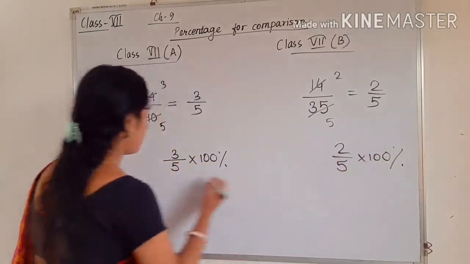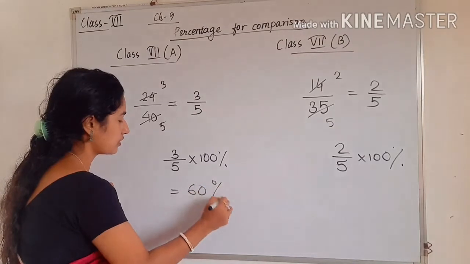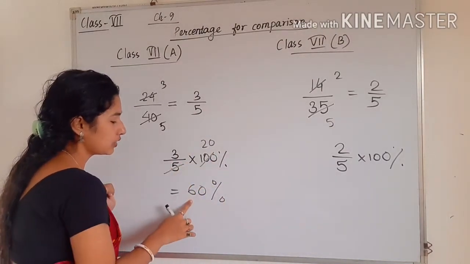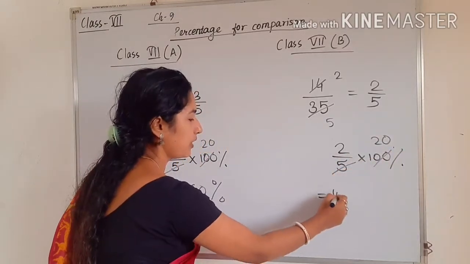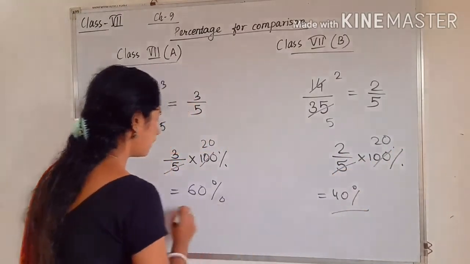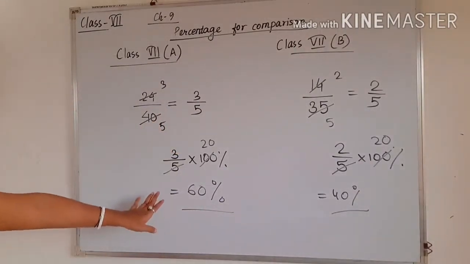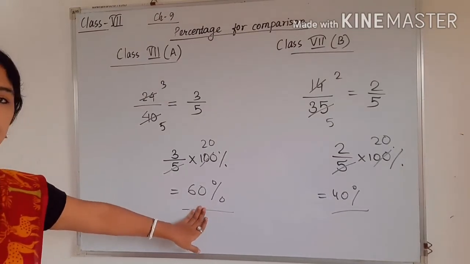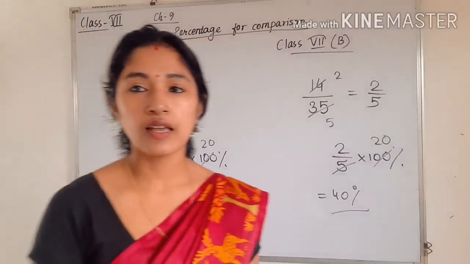So see here, after cancelling, you will get 60. Okay, 60%. See, 5 2s are 10, okay, 20 into 3 will be 60%, and here this is 20. So 20 into 2 will be 40%. So you can clearly see which class has the highest number of girls. Yes, class 7A has the highest number of girls because this is 60% and 60% is greater than 40%.